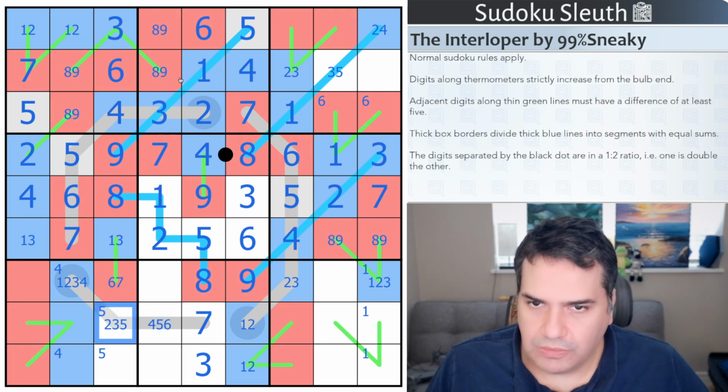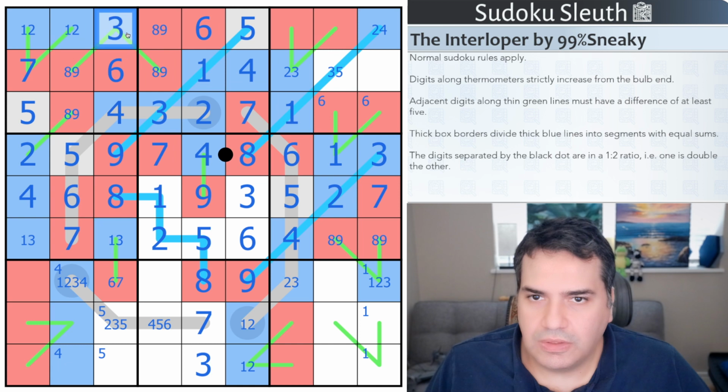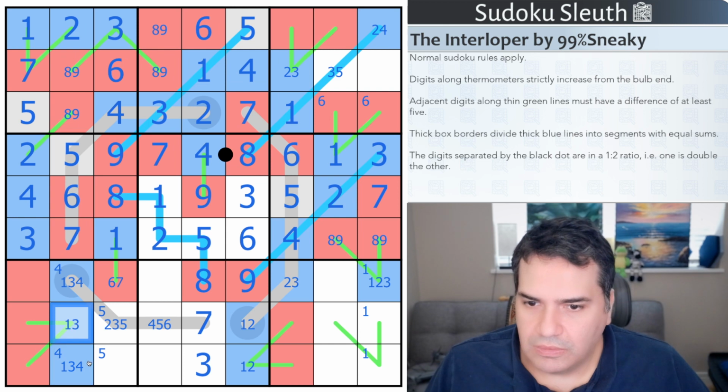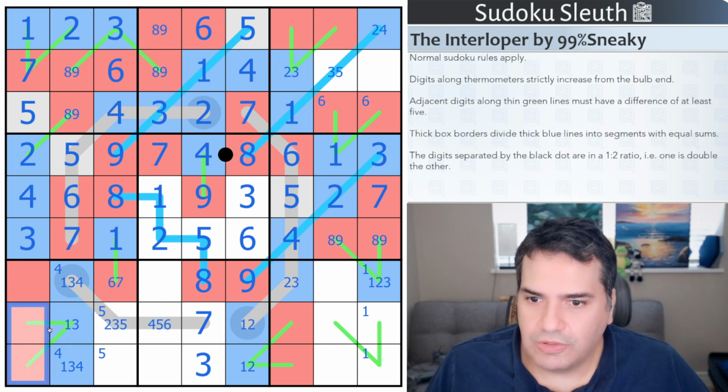This puzzle really makes you work hard. That 3 gives me a 1, a 3. That 2 gives me a 1, a 2. This is not a 2. This is 1, 3, 4. Remember, that wasn't a 4 because I can't have a double 9.